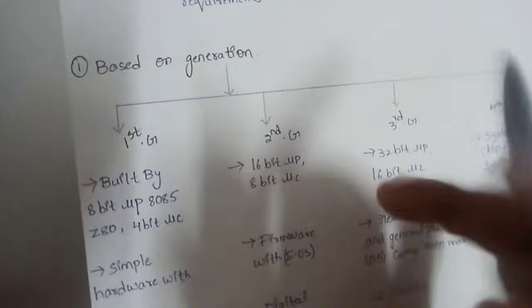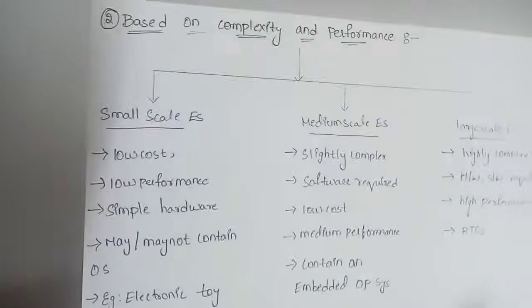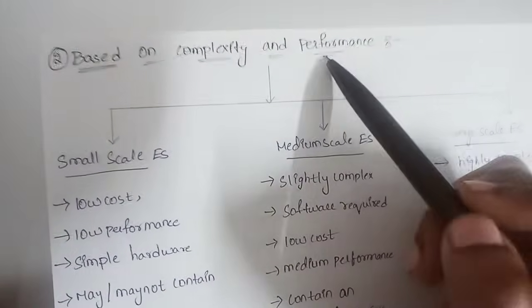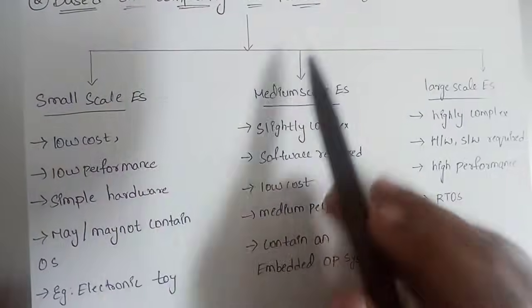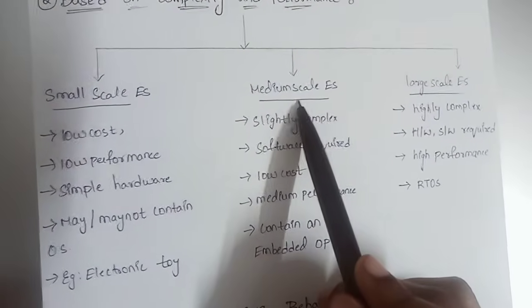Next, first we completed based on generation. Now we will go further based on complexity and performance requirements. So based on complexity and performance requirements, it is classified into three types: small scale embedded system, medium scale embedded system and large scale embedded system.